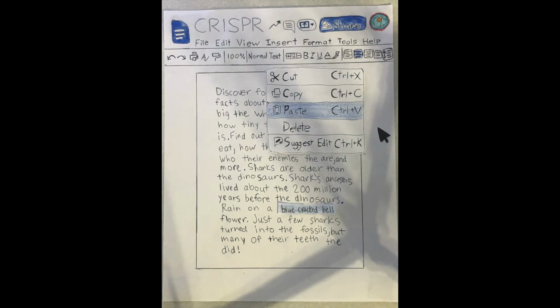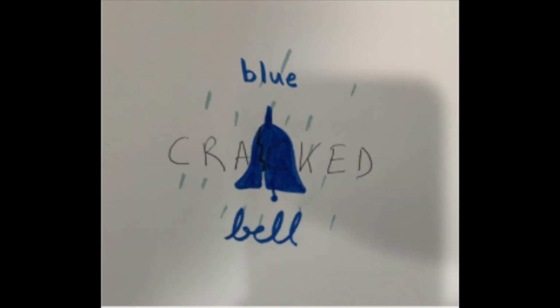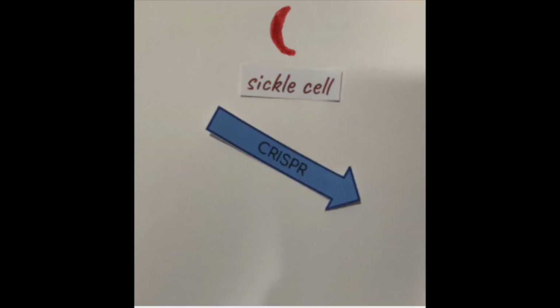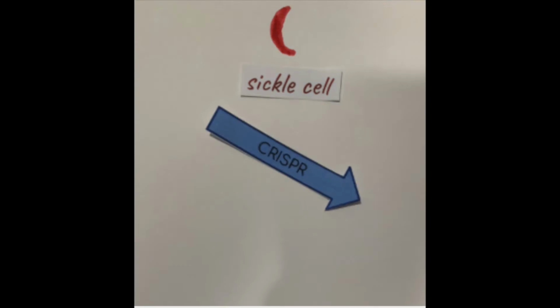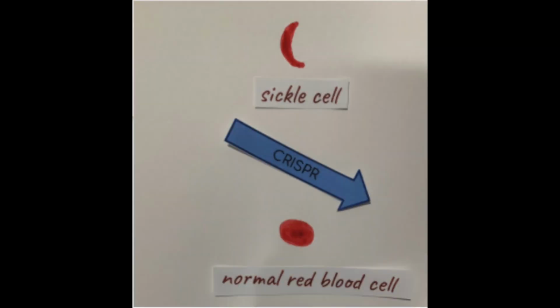This is similar to the Control V, or pasting mechanism, or the find and replace mechanism. Then the word can become blue cracked bell, with cracked being the template DNA. This changes the meaning again and allows the altered gene, which will create a different protein, to be expressed. So, for a genetic disease like sickle cell anemia, CRISPR has the potential to edit a gene to mitigate the disease's effects or even prevent it.